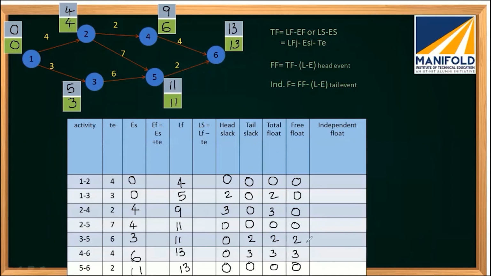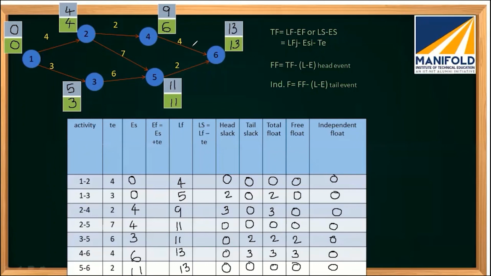Very simple. Independent float is nothing but free float minus the tail event slack. So this column minus this column. So how much will it be? 0 minus 0 is 0, 0 minus 0 is 0, again 0 minus 0 is 0, 0 minus 0 is 0, 2 minus 2 is 0, 3 minus 3 is 0, 0 minus 0 is 0.